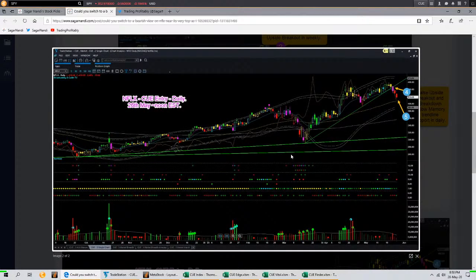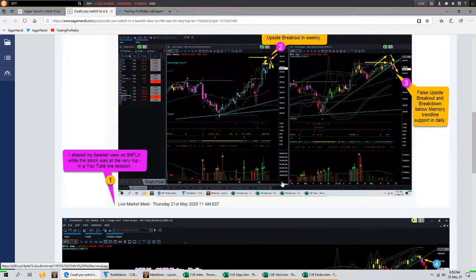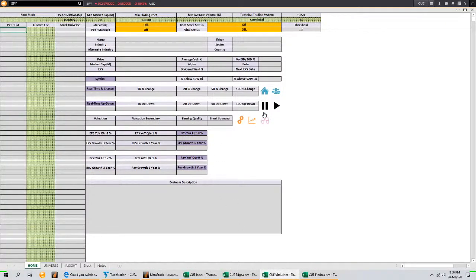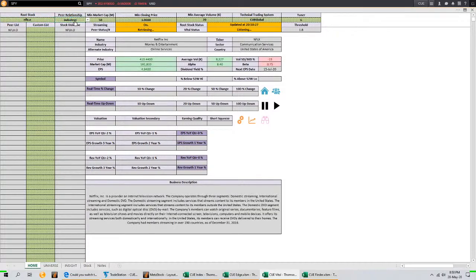I looked at fundamentals also. Not sure if I included that. Let's look at its fundamentals. Use Q Vital. NFLX auto. I'm using Netflix as the root stock, doing a fundamental and peer analysis using the relation Industry Plus.